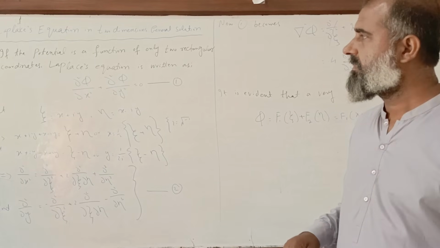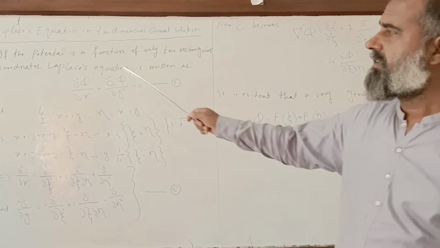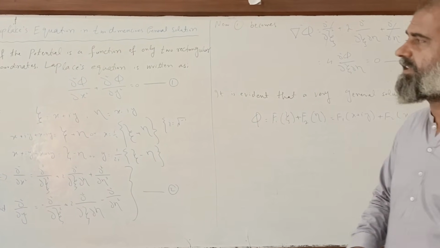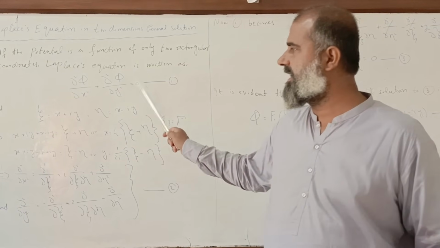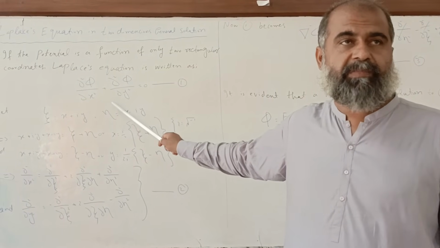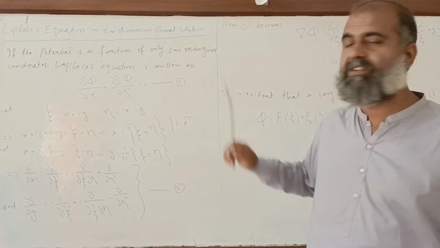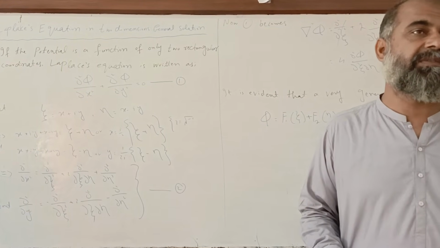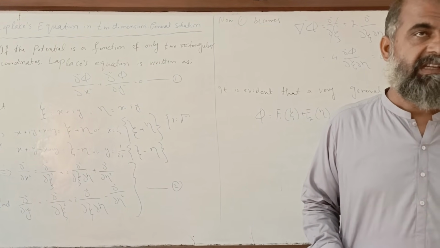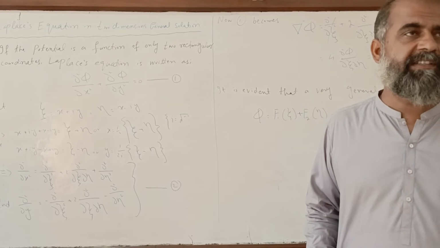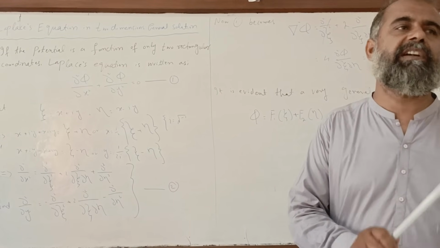So we start. If the potential is a function of only two rectangular coordinates, then the Laplace equation can be written in this form: partial square phi over partial x square plus partial square phi over partial y square is equal to 0. This is the Laplace equation in two coordinates, in two dimensions, in the rectangular coordinate system.